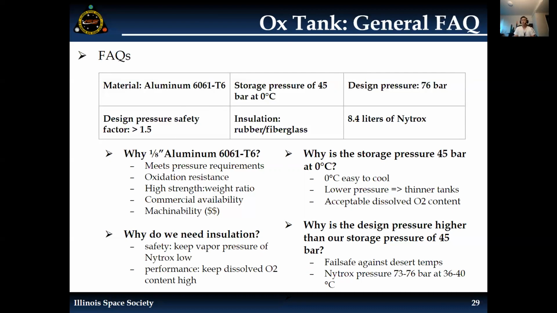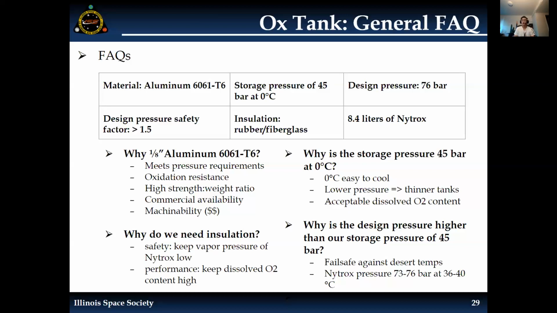So why is the storage pressure 45 bar at 0 degrees C? 0 degrees Celsius, because at that point it's very, very easy to cool with a really simple system, right? The most simple system would be an ice bath. So we don't have to deal with any other type of exotic cooling system. We just dunk it in an ice bath and we're good.